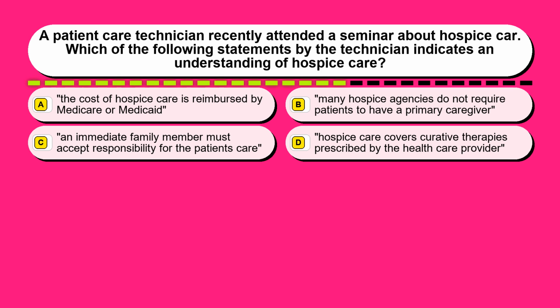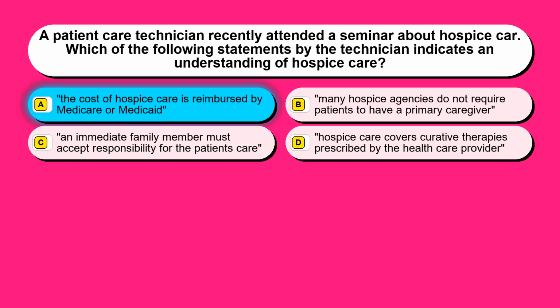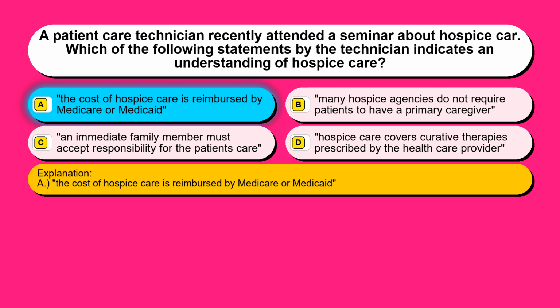Option A, the cost of hospice care is reimbursed by Medicare or Medicaid. Option B, many hospice agencies do not require patients to have a primary caregiver. Option C, an immediate family member must accept responsibility for the patient's care. Option D, hospice care covers curative therapies prescribed by the healthcare provider. The correct answer is option A, the cost of hospice care is reimbursed by Medicare or Medicaid.